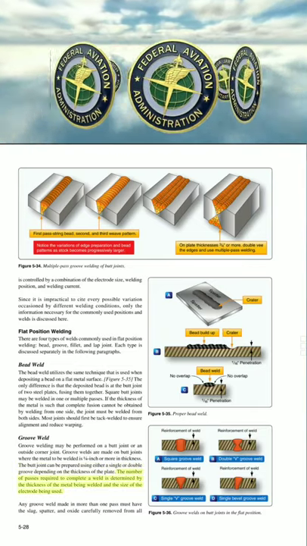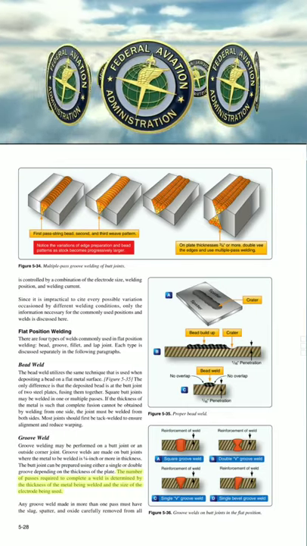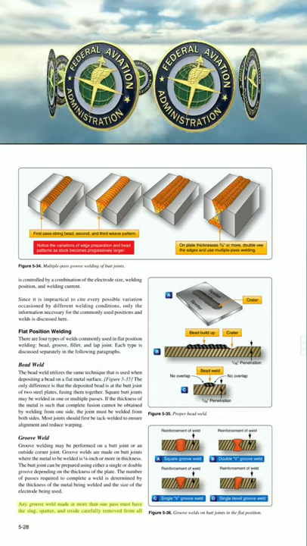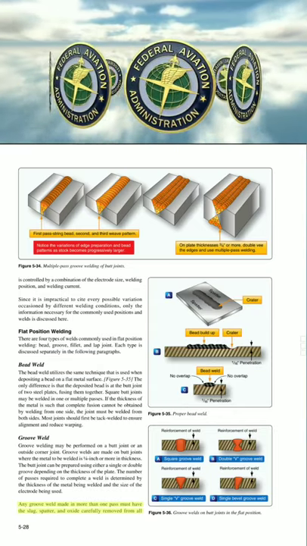The number of passes required to complete a weld is determined by the thickness of the metal being welded and the size of the electrode being used. Any groove weld made in more than one pass must have the slag, spatter, and oxide carefully removed from all previous weld deposits before welding over them.